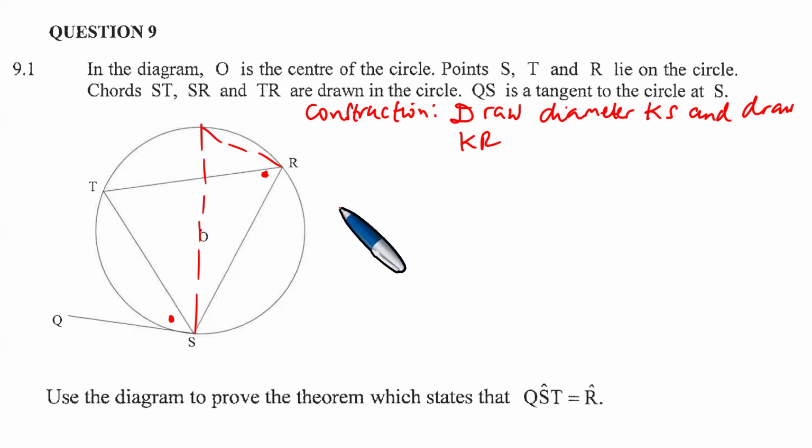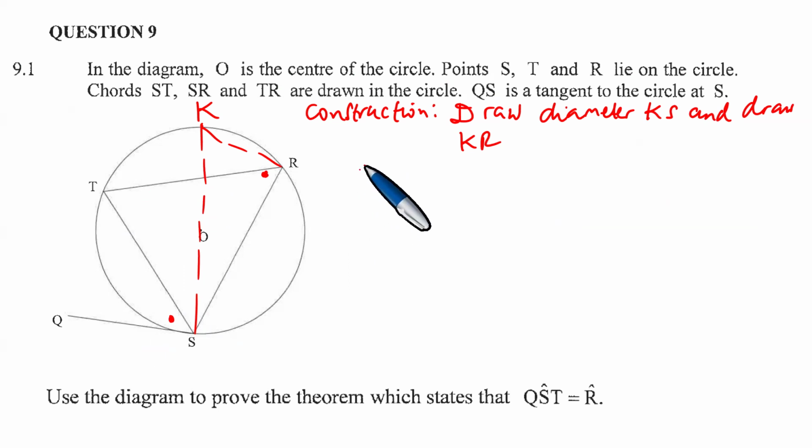So that in the end, you call this point K. And now we're going to start by saying the angle, for example, the angle QST. QST is equal to what? So the angle QST plus the angle TSK is equal to 90 degrees.